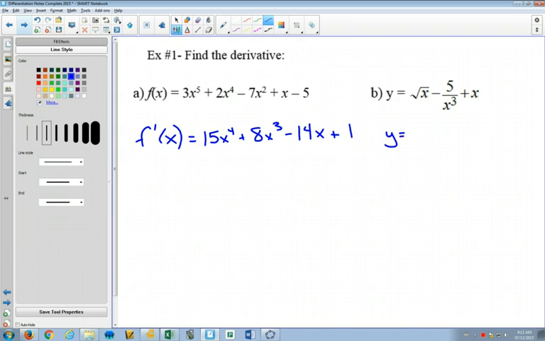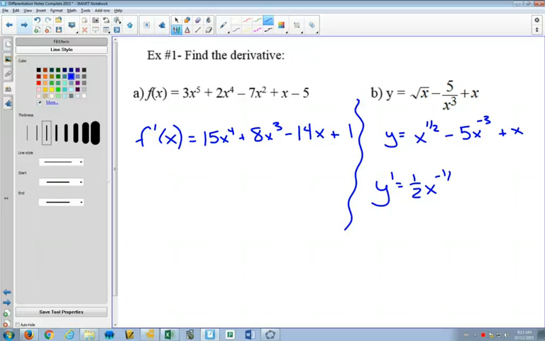For this second one, we do have to take some preliminaries to change this into the power rule so we can apply it. Square root of x is x to the half. That x cubed on the bottom can be brought to the top and become x to the minus 3. So now that they're all in the form that we know how to do the power rule, we can just go directly to the end.